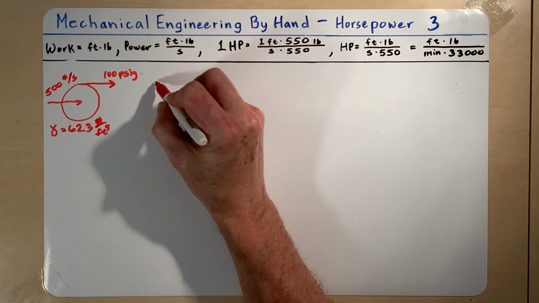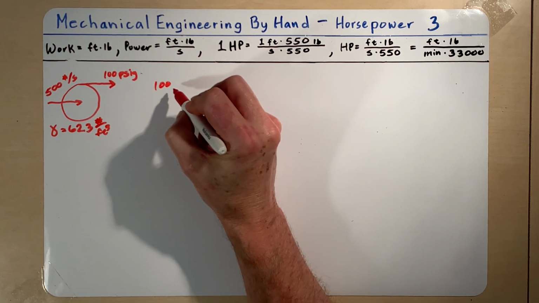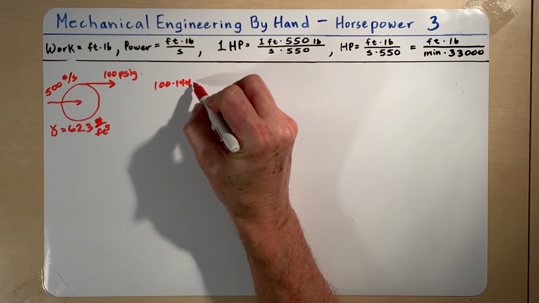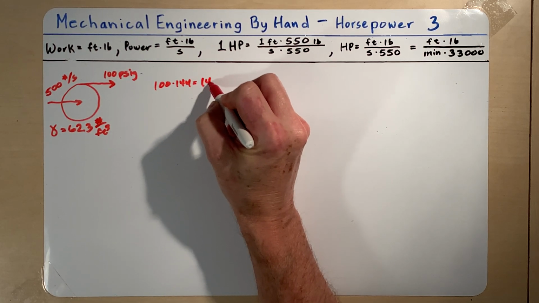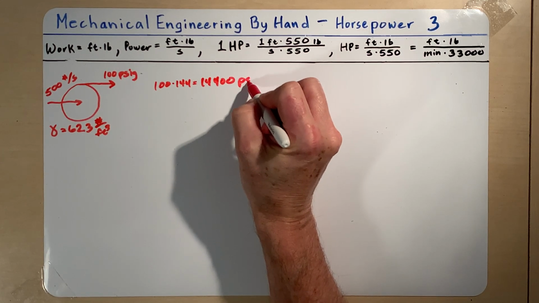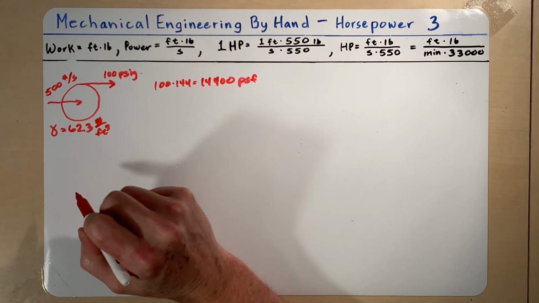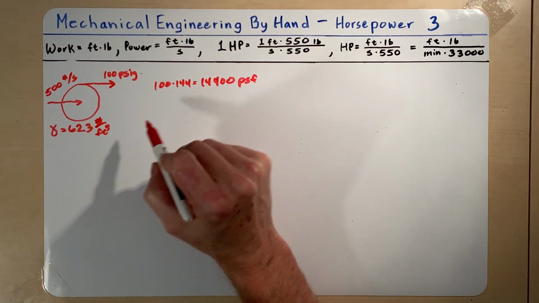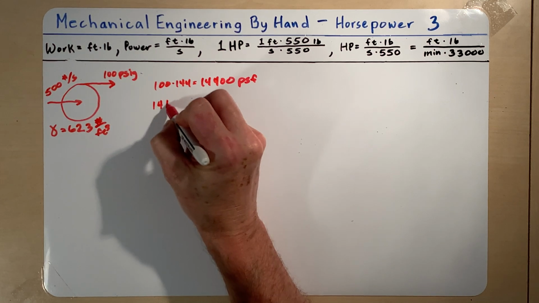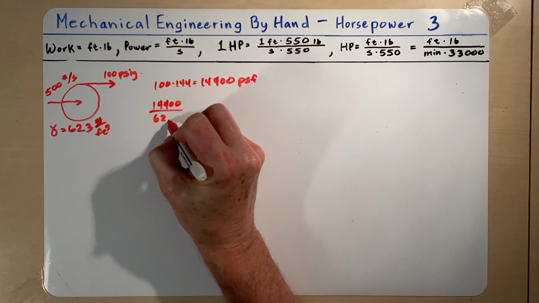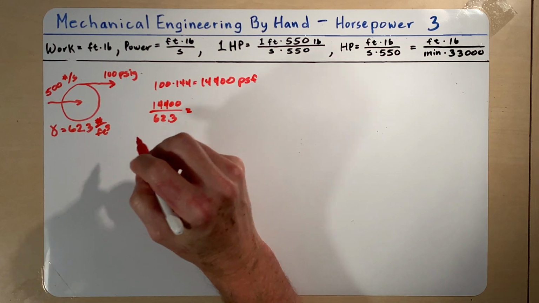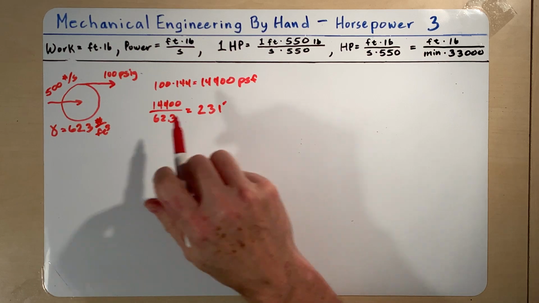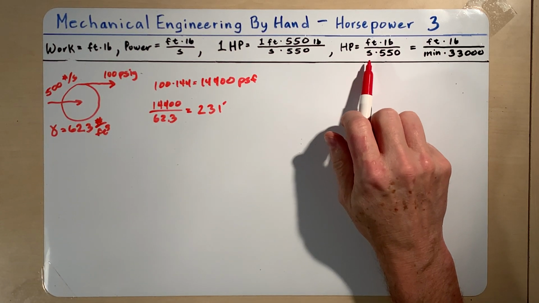So the 100 psi times 144 inches squared per foot squared is 14,400 pounds per foot squared. And then to get feet of water, we divide this by the specific weight. So 14,400 divided by 62.3 equals 231 feet of water. Okay, so we have the feet and the pounds per second, so now we can use this equation.